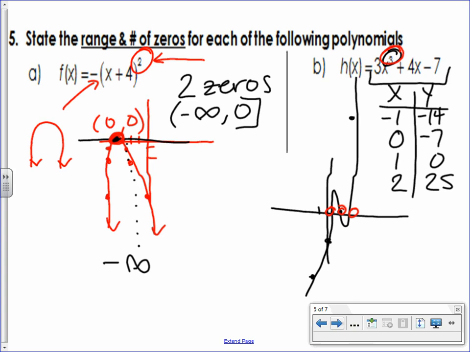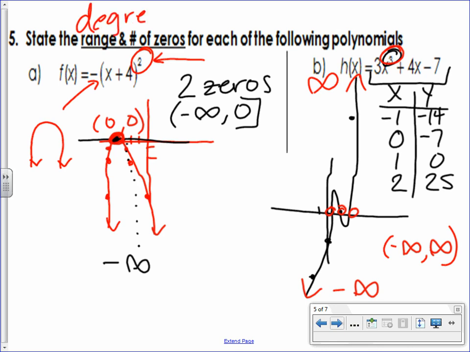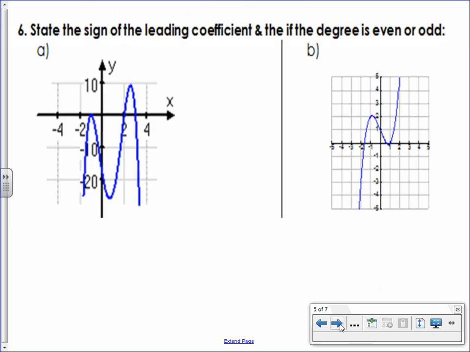Now, it asks me what's the range. Well, check out this graph. Even though it's ugly, going down, it's going to negative infinity. Going up, it's going to positive infinity. So the range for that graph, negative infinity to positive infinity. Okay. Big thing to take away from number 5: degree tells me the number of zeros we're going to have.